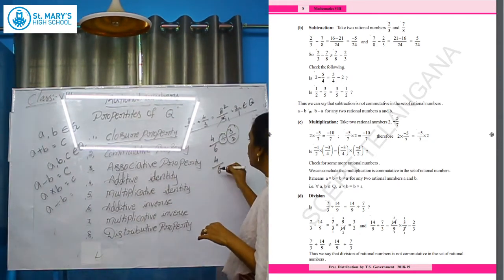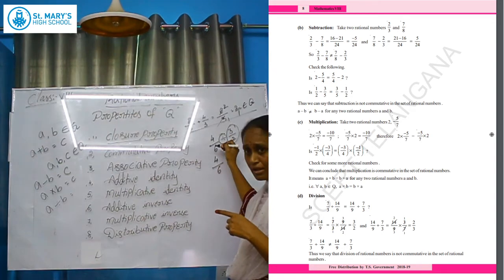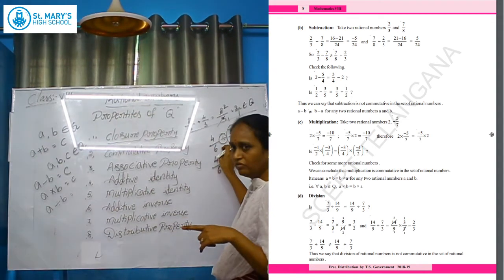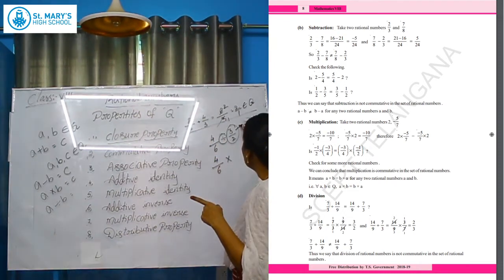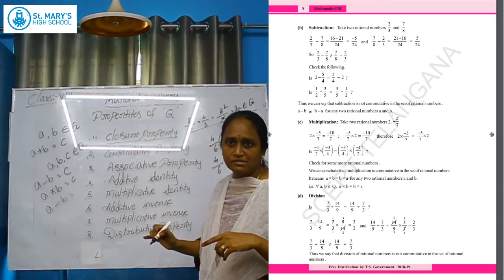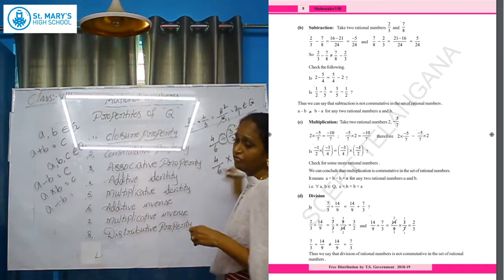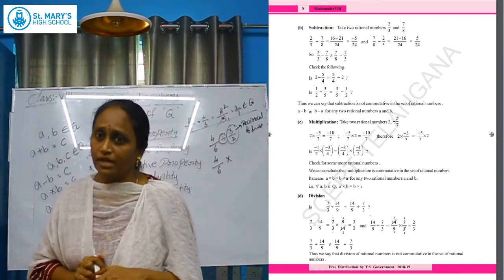Take 4 by 6. We will change the division symbol. Remember, it is very, very important. Immediately, we will take the reciprocal of the divisor. The reciprocal of the divisor. So what is the meaning of reciprocal? We know about it in fractions.